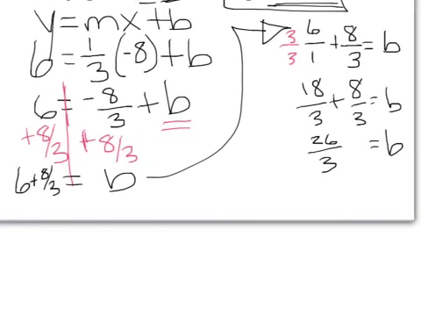So now I want to plug that into y equals mx plus b, so I have a general equation of the line. I'm going to leave my y a y. m is 1/3, that was given to us. x stays x, and now I know my b is 26/3. So I could go ahead and graph that if I wanted to.